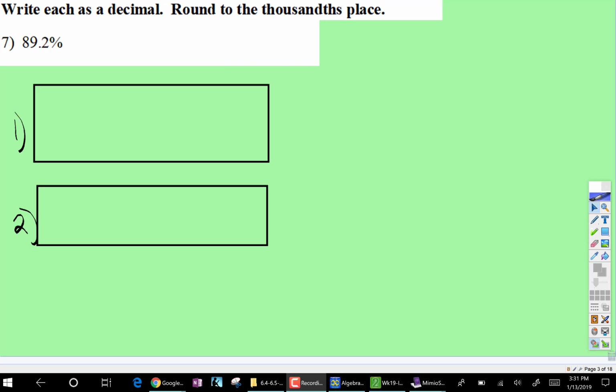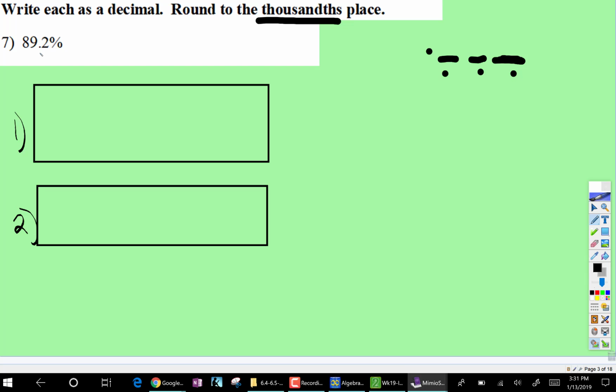Okay, the instructions say write each as a decimal and then round to the thousandths place, right? So the thousandths place is this place right here: tenths, hundredths, thousandths place.